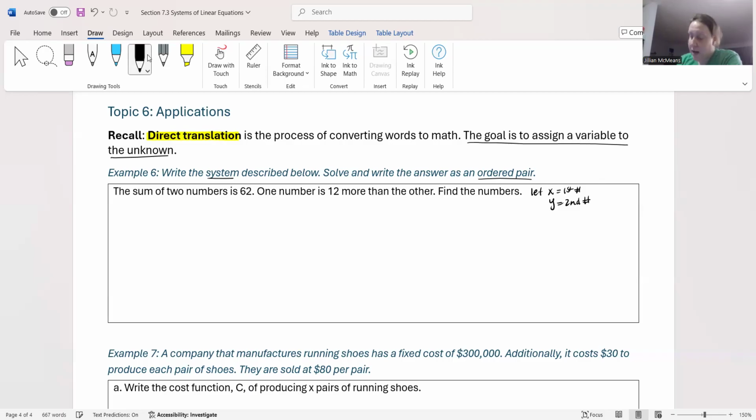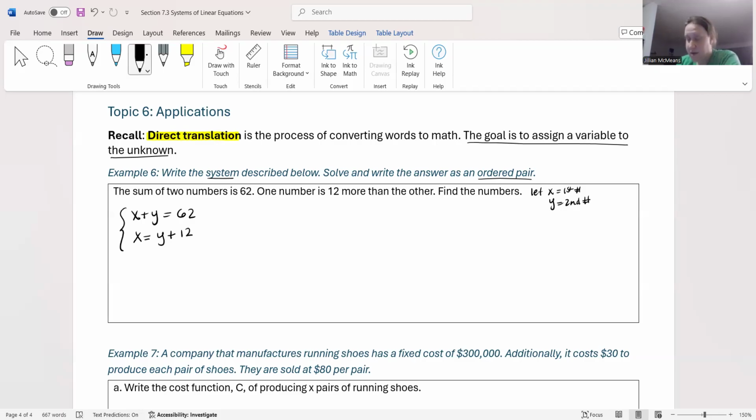Okay. Now we have this first sentence that says the sum of two numbers is 62. So that would just be x plus y is 62. That's your first equation. Now the second equation, we have to do some more work. It says one number is 12 more than the other. It doesn't specify which number is 12 more than the next, so you kind of pick one. So we're going to say x is 12 more than the other number. So x is the other number plus 12 more.